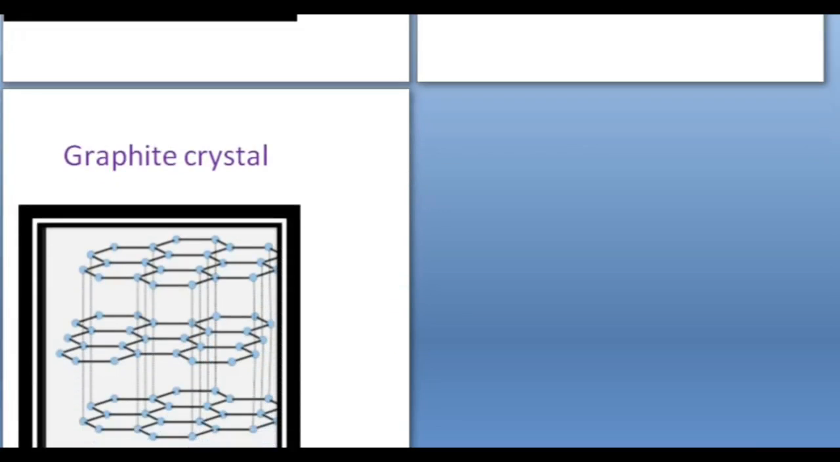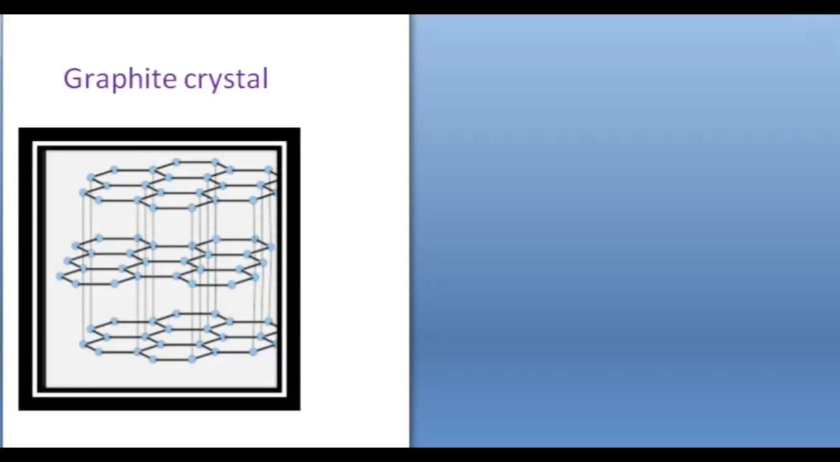Second crystal which we have to study under covalent crystals is graphite crystal. Now in graphite each carbon is covalently bonded to 3 other carbon atoms by covalent bonds, while the fourth valency is free. The lattice of graphite has hexagonal rings which are arranged in layers. See, 1 layer, 2 layer. Rings are arranged in layers. Thus, graphite has a layered structure.